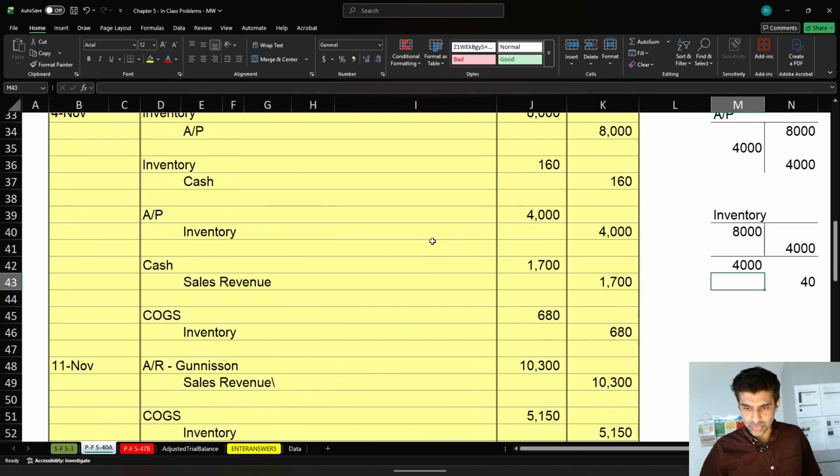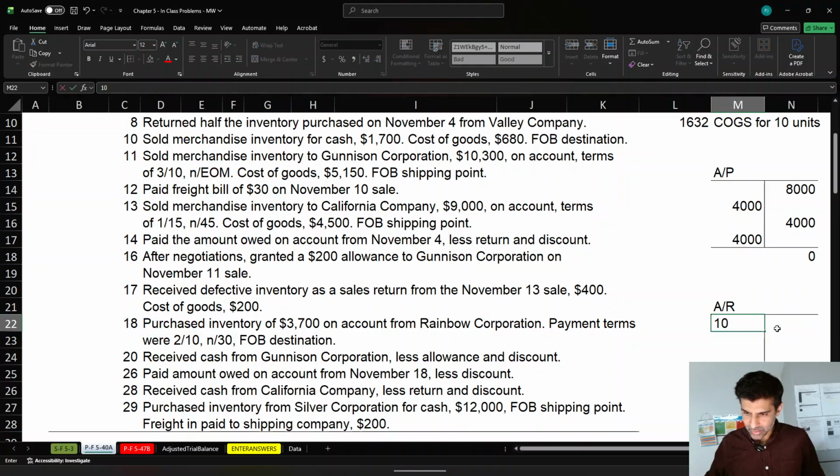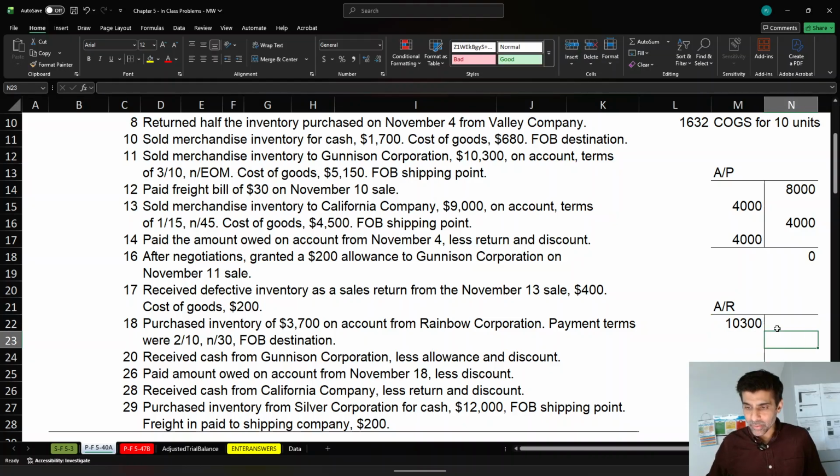Okay, so I think we left off on this, November 16th. After negotiations, we granted Gunnison a $200 allowance. So if we look back up here, AR for Gunnison, and I kind of want to start a T account for these accounts receivable because we're now having returns and allowances and stuff. So we initially had 10,300. I'm giving them an allowance, so they're only going to owe me 10,100.